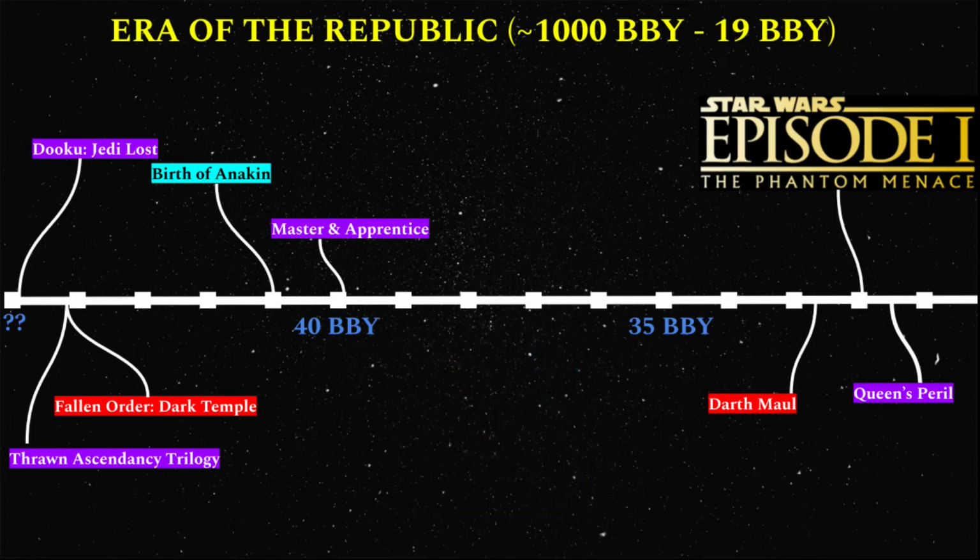Finally, getting into the specific dates of the timeline, we have the birth of Anakin Skywalker, which is very fitting, the central character of the Skywalker saga. He was born in 41 BBY because he's 9 in The Phantom Menace, which is 32 BBY.